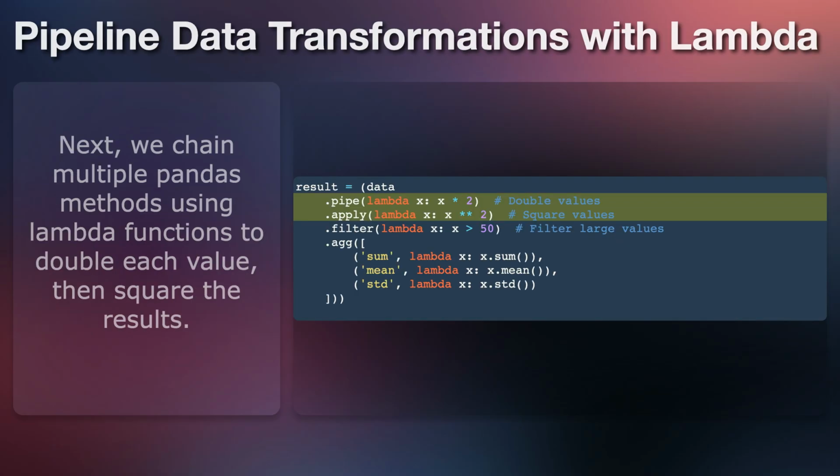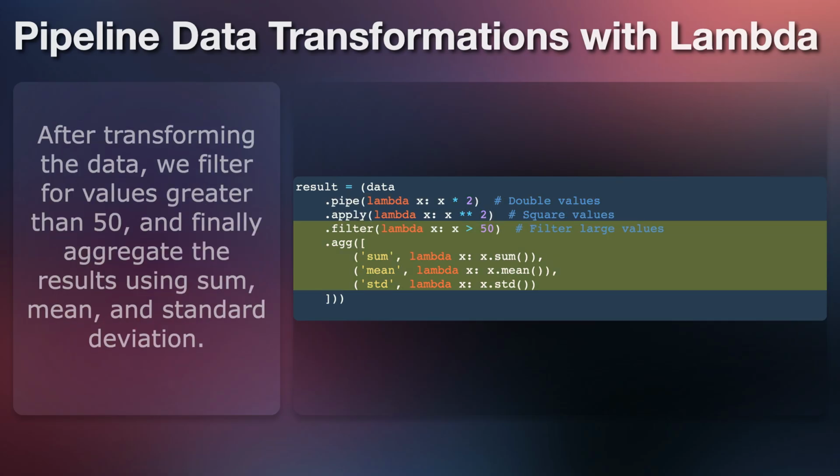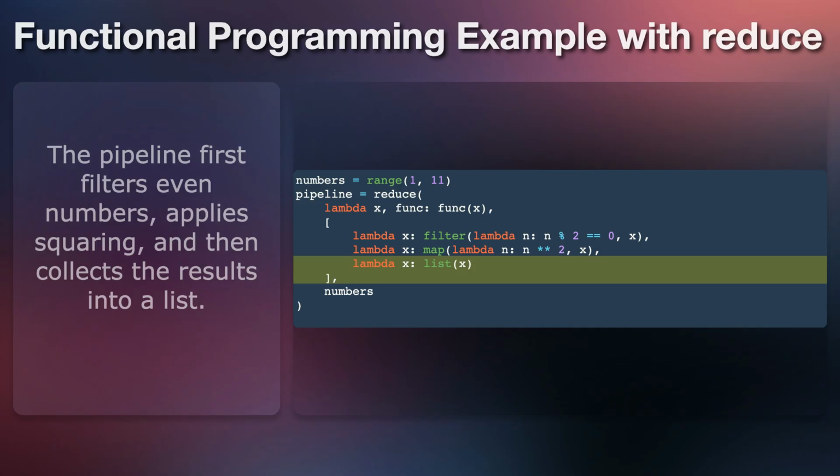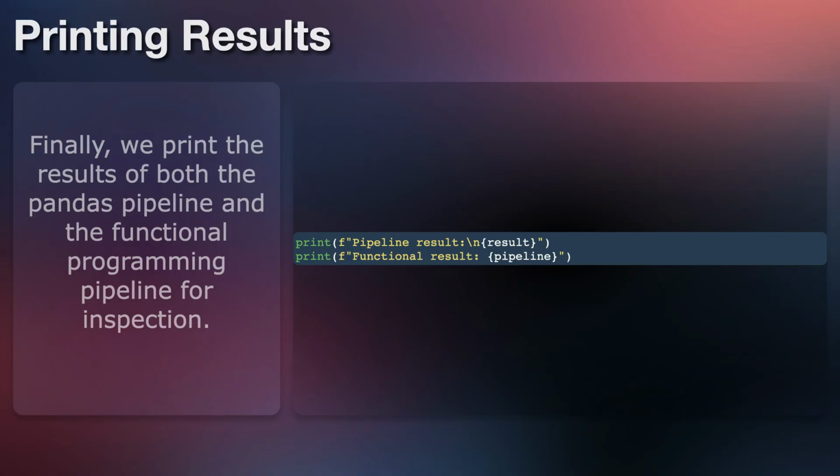Next, we chain multiple Pandas methods using Lambda functions to double each value, then square the results. After transforming the data, we filter for values greater than 50, and finally aggregate the results using sum, mean, and standard deviation. The next example demonstrates a functional programming pipeline using reduce, filter, and map to process a sequence of numbers. The pipeline first filters even numbers, applies squaring, and then collects the results into a list. Finally, we print the results of both the Pandas pipeline and the functional programming pipeline for inspection.